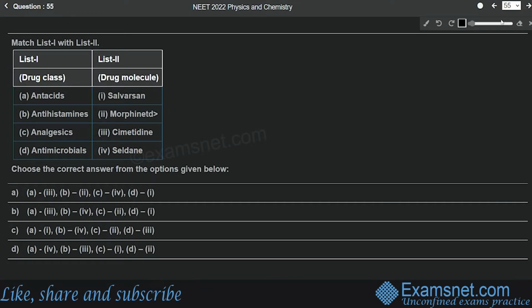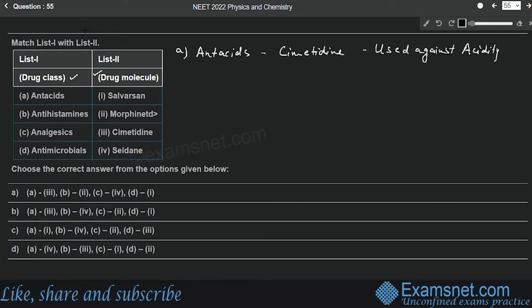Question number 55 is from the chapter Chemistry in Everyday Life, and here we have to match the drug class with the correct drug molecule. Okay, so the first one is antacid. So here, as the name suggests, it is used against the acidity. Okay, and the correct match for this is cimetidine, and it is used against acidity.